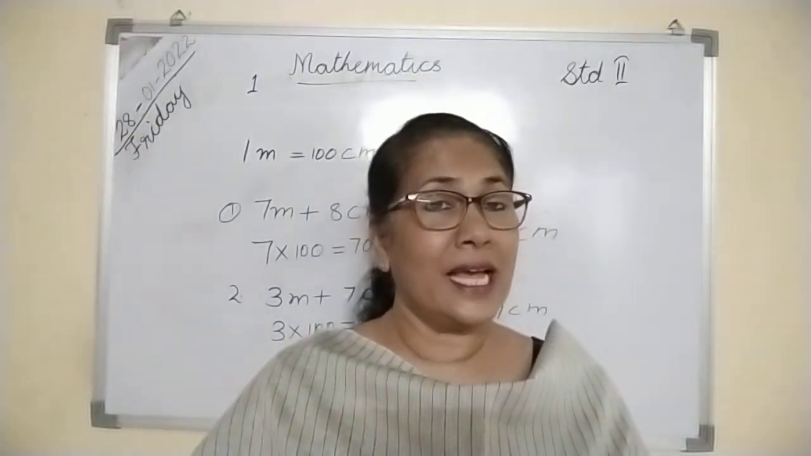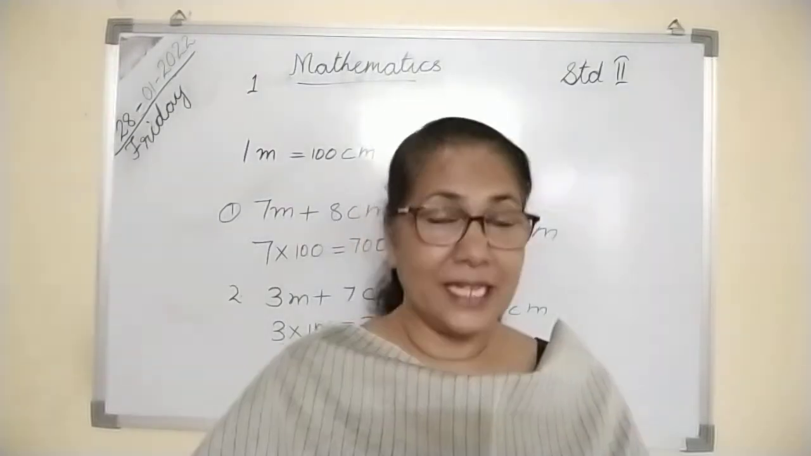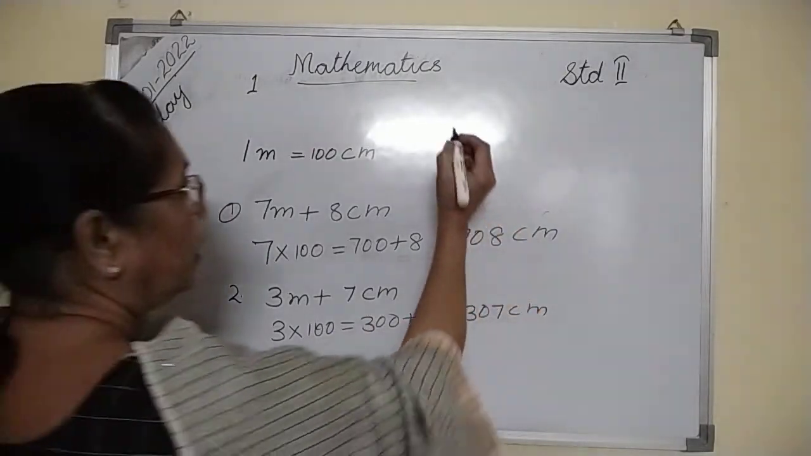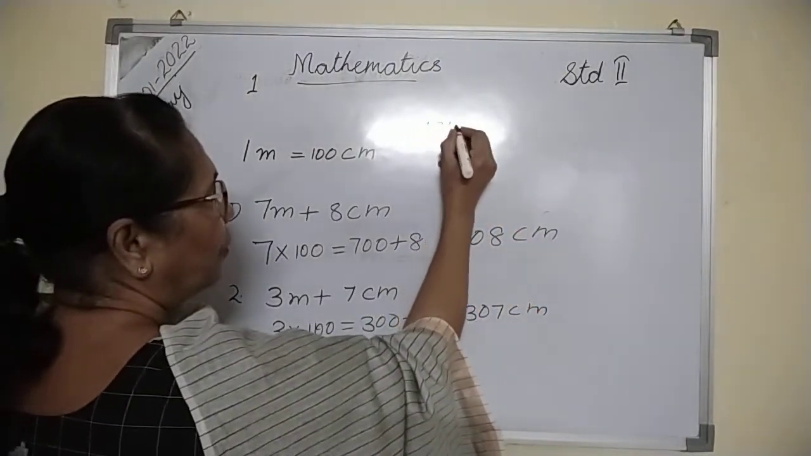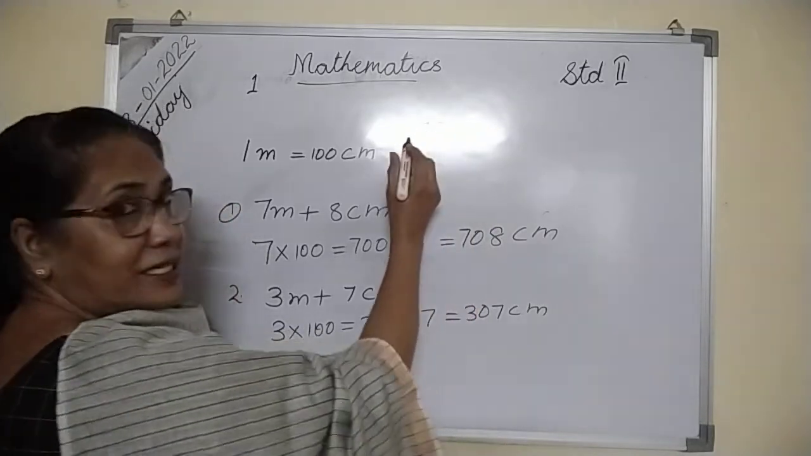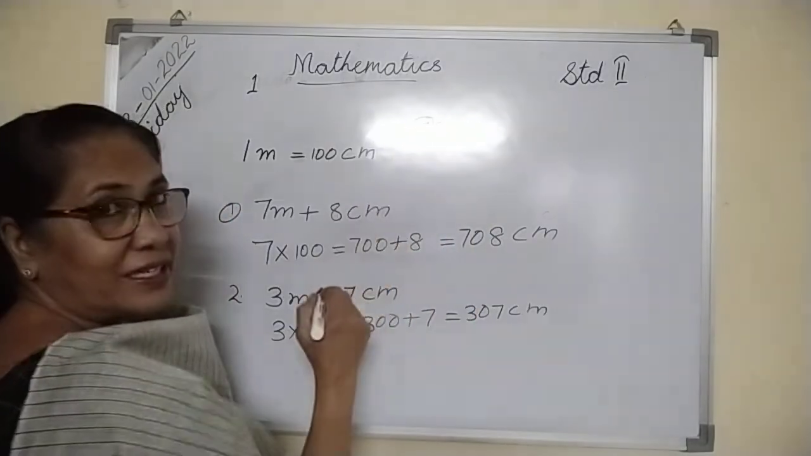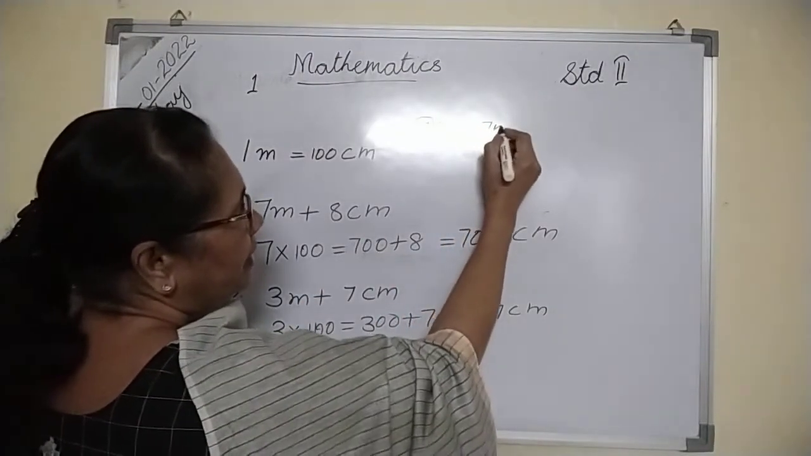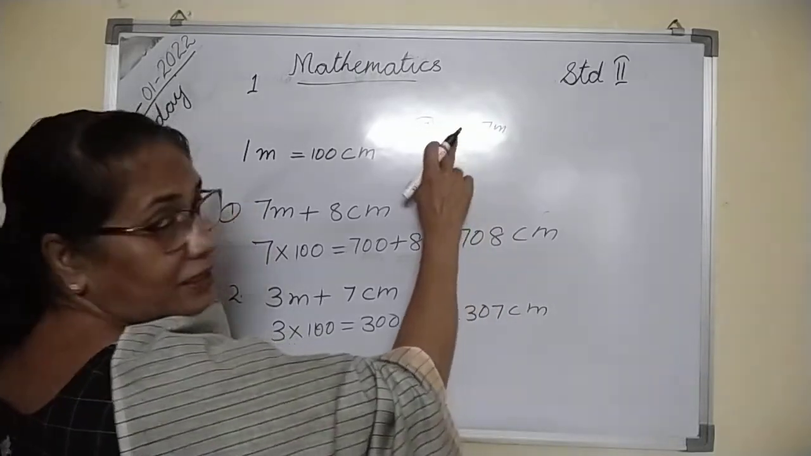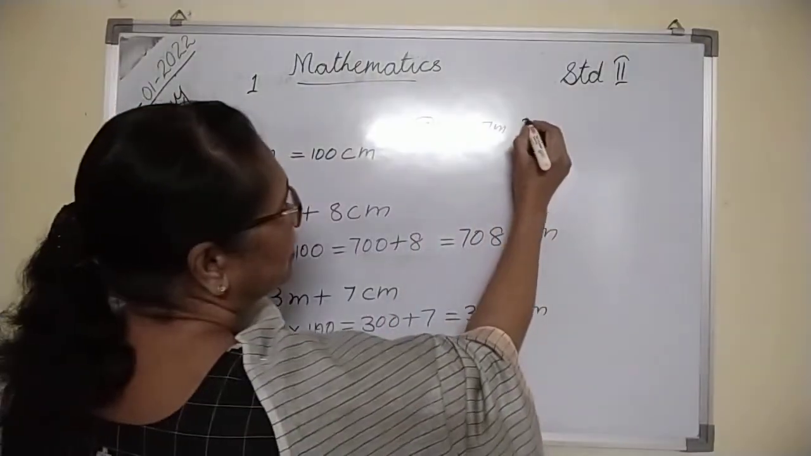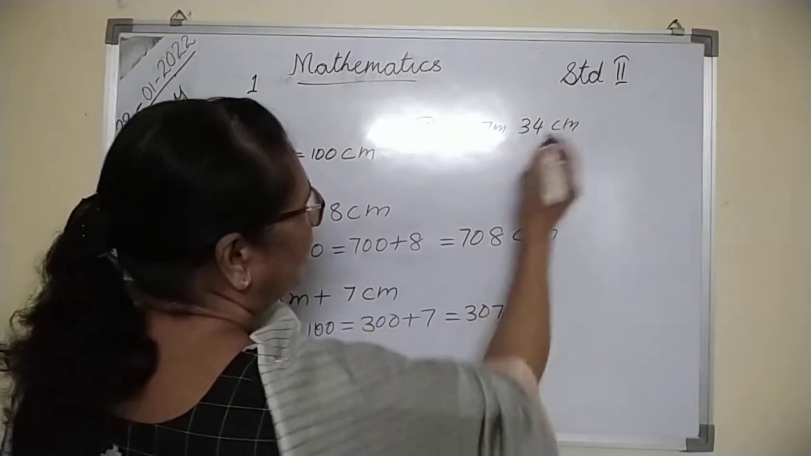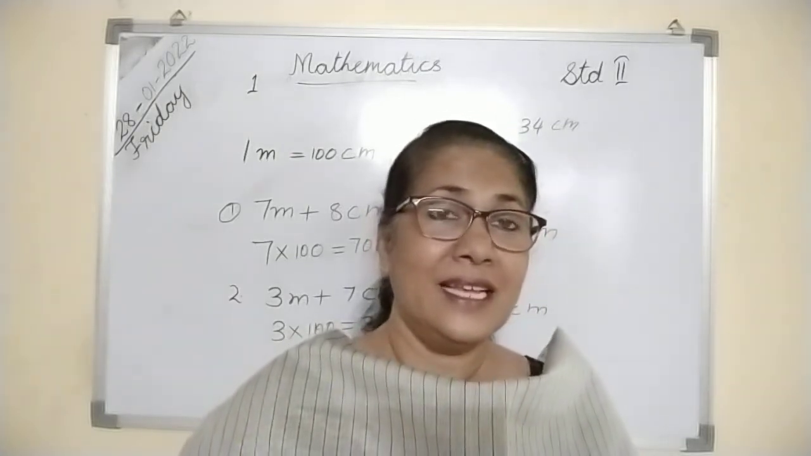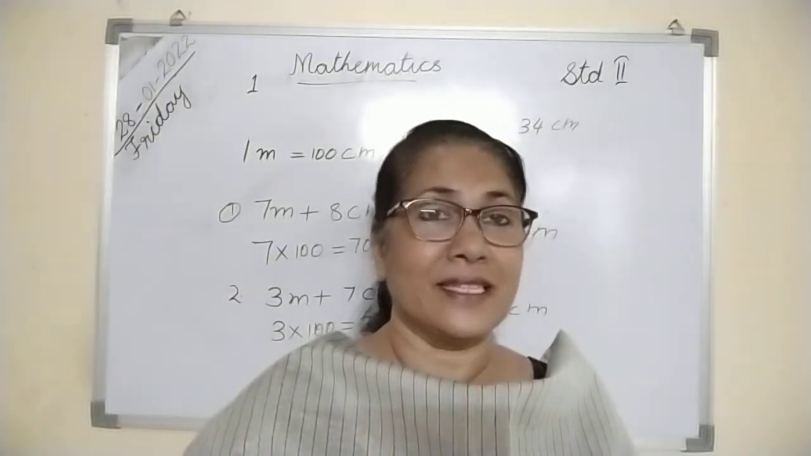Now 734 centimeters. How many meters and how many centimeters do you have to write? Look here, 734. How many hundreds are there here? Yes, there are 7 hundreds, isn't it? So first you write 7 meters and this is 34 centimeters. In 734, there are 7 meters and 34 centimeters. I shall come back.